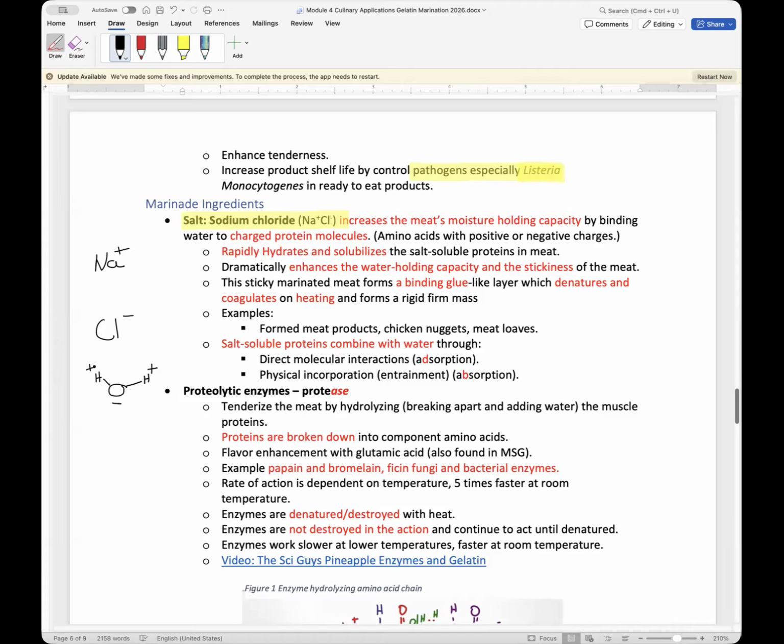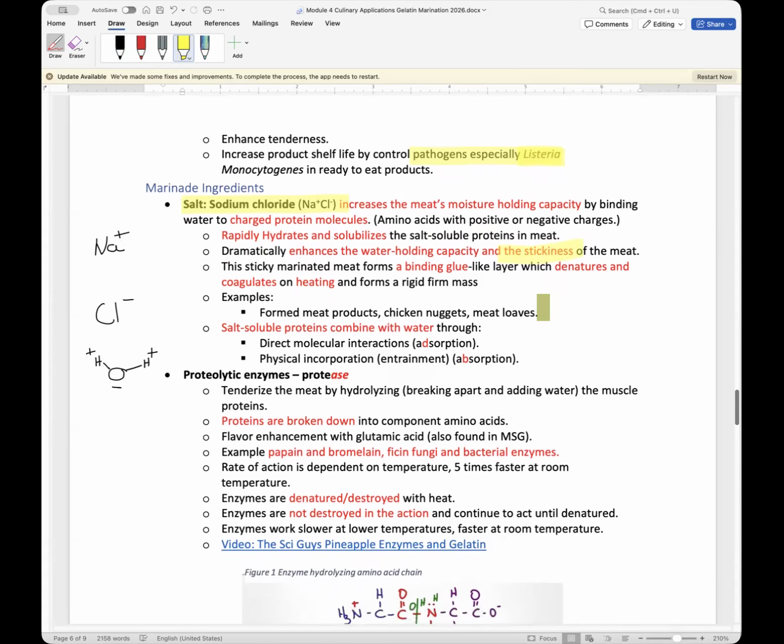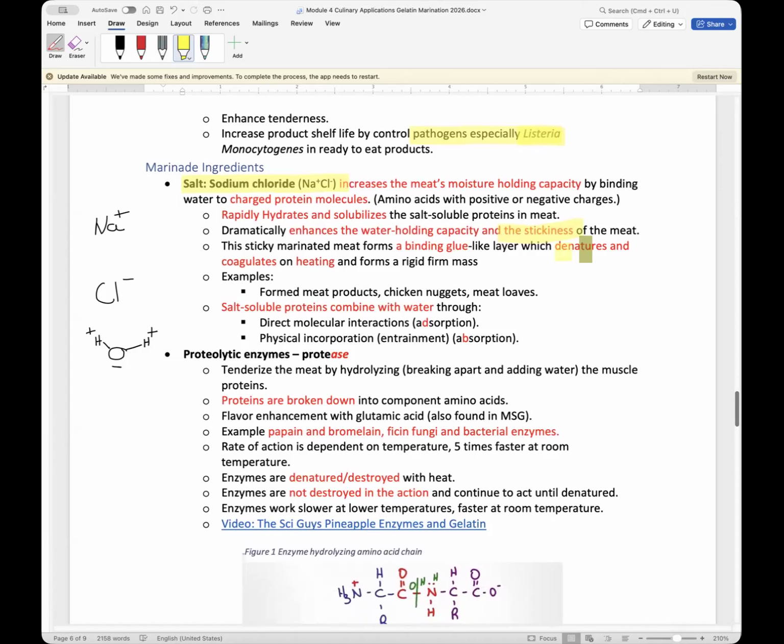And it also does some other things here. It hydrates and solubilizes the salt soluble proteins. It enhances the water activity and the stickiness of the meat. It denatures and coagulates the proteins, because remember when we talked about protein, we said that salt will denature the protein, which means changes its shape. So it changes the shape a little bit.